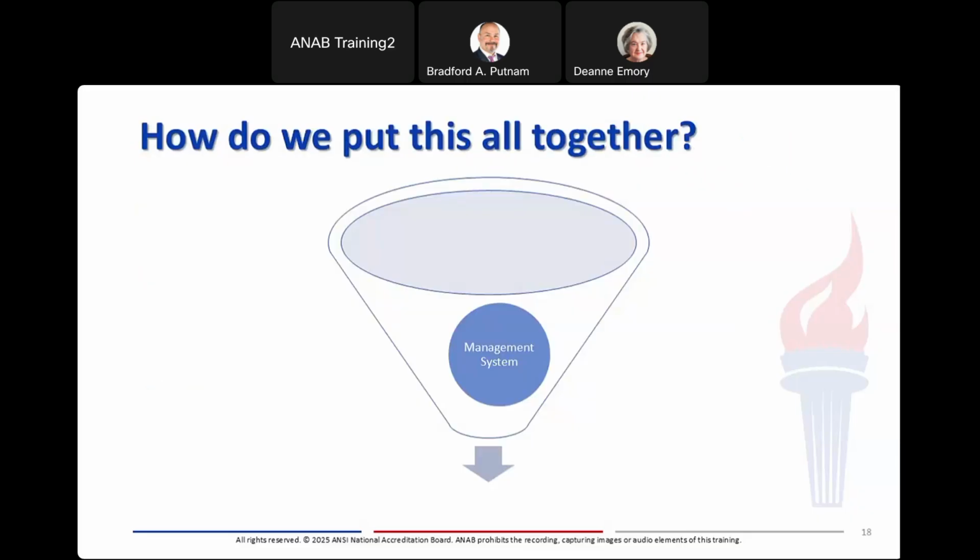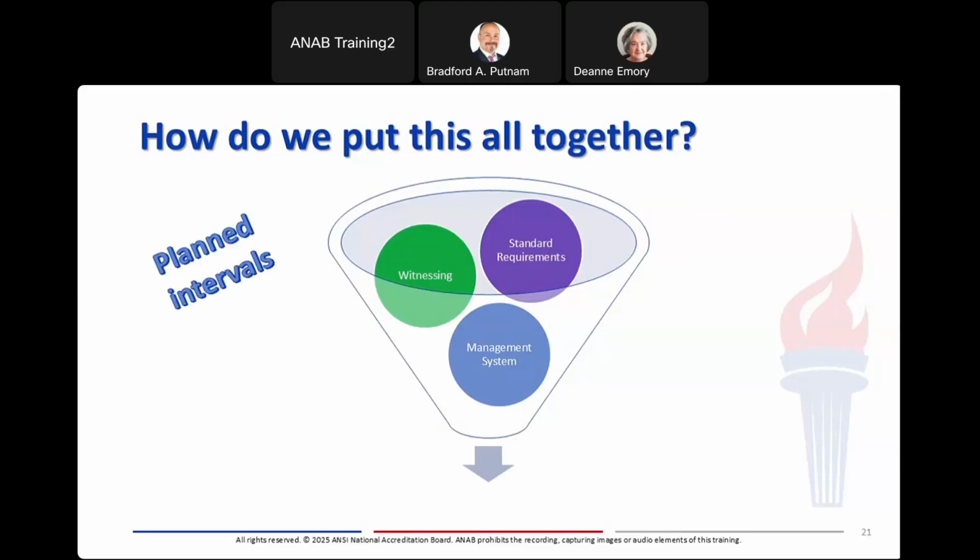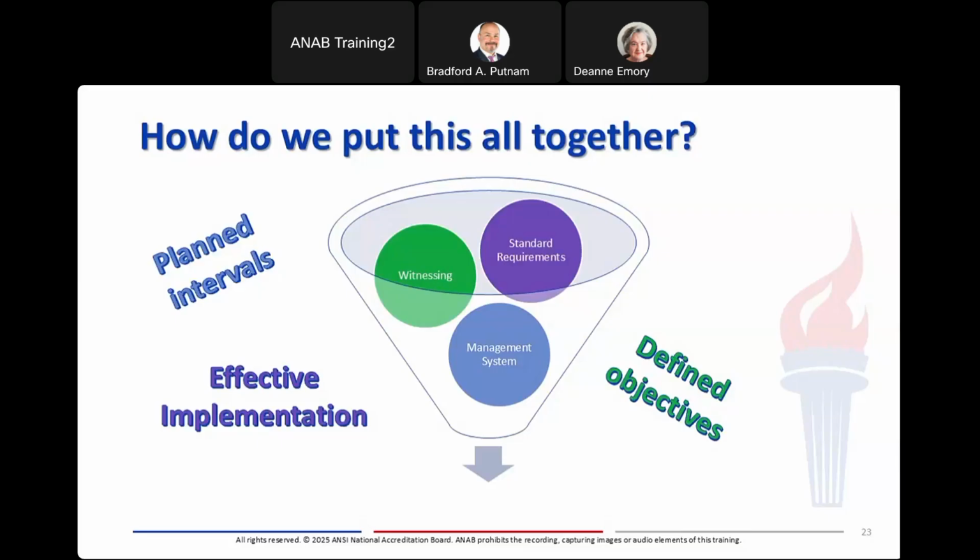So how do we put this all together? We have our management system. We have to do witnessing. We have all of our standard requirements that must be met. We need to do this under planned intervals, which means we have to do planning. And of course, AR 3125 states that this has to be done at least annually. We have to define our objectives before we start our audits. Again, talking about planning. And our audit program needs to be effectively implemented. How does all of this work together? The answer is risk-based thinking.